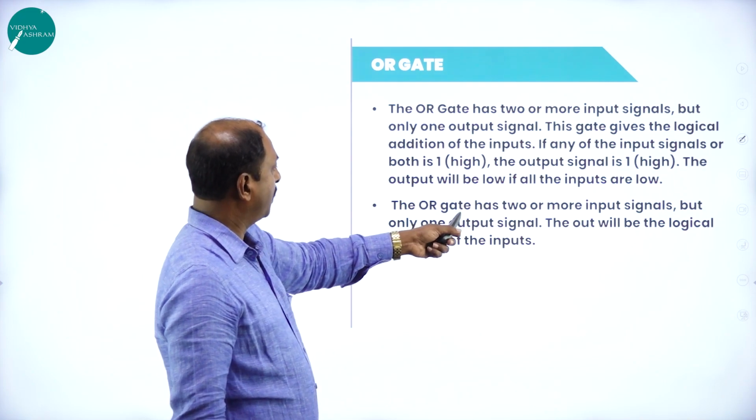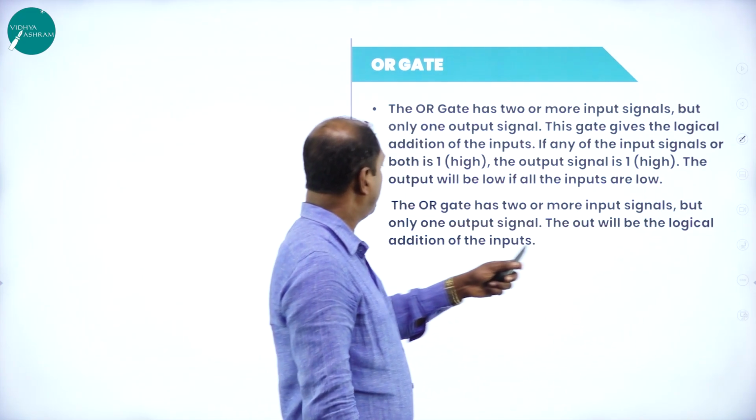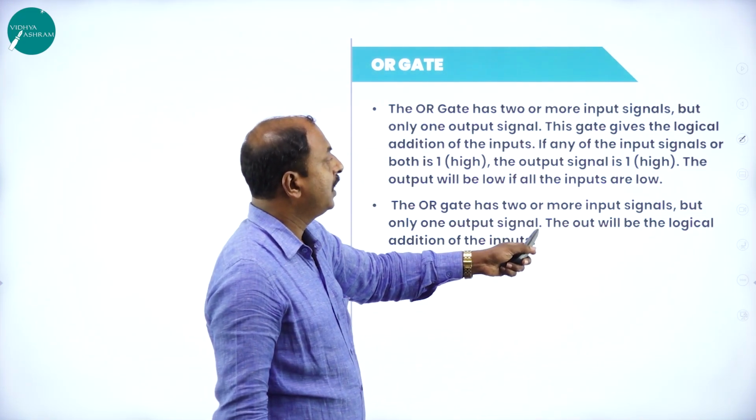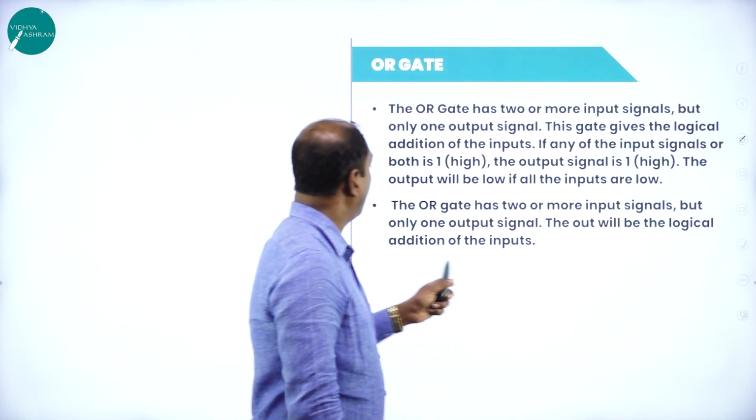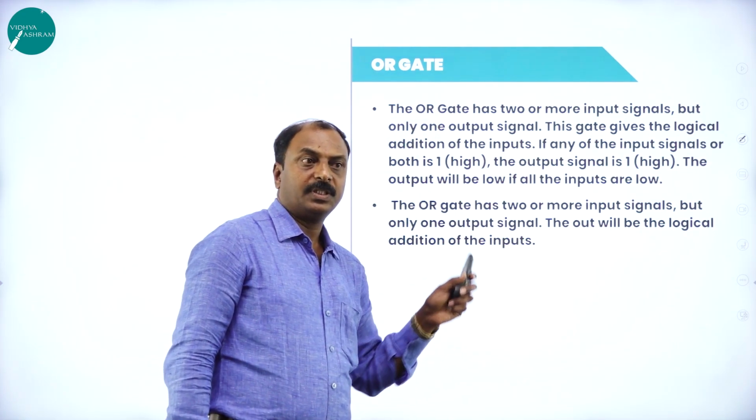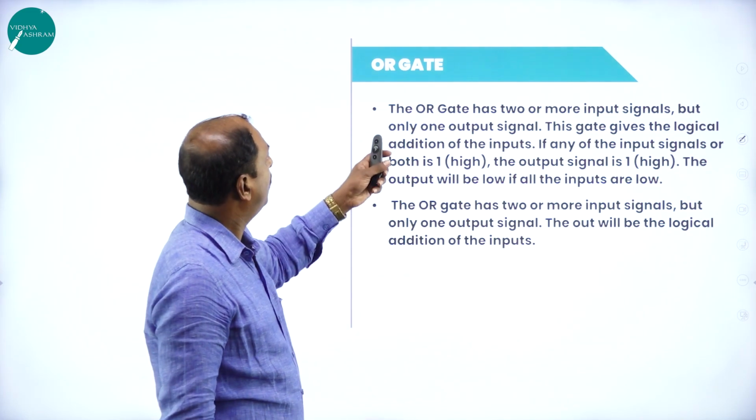Now the OR gate has two or more input signals but always produces one signal. The output will be the logical addition of the input. This is the definition of the OR gate.